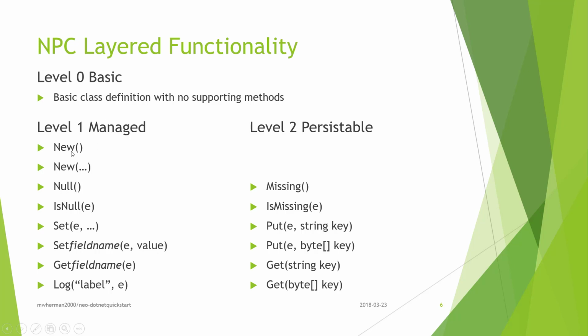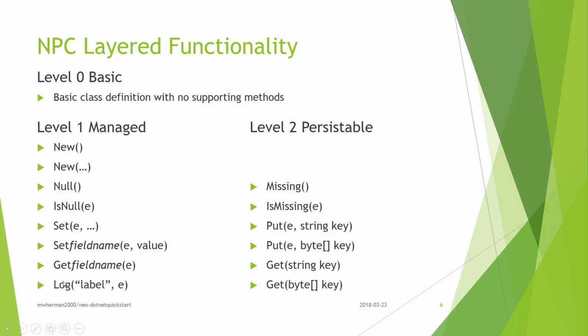Level 1 turns that basic entity into a managed entity. So you're able to create new instances, you're able to pass initialization parameters like a constructor in C#, except we don't have constructors that work effectively. Being able to return a null entity, or create a null entity, ask if that entity is null, so that's often useful in tests or looping scenarios. The ability to set the properties or fields of an entity, so we have set, which allows you to set all of the fields for the stated entity, and then we also have setters and getters for each of the individual fields, and there's a separate getter and setter for those.